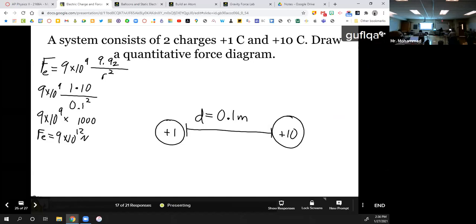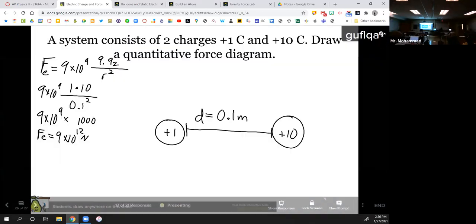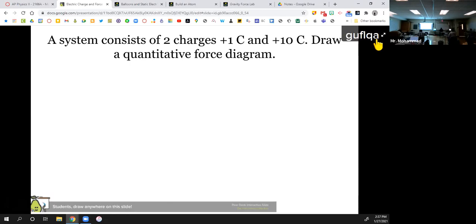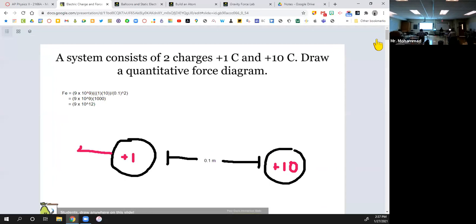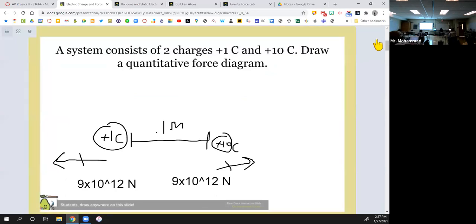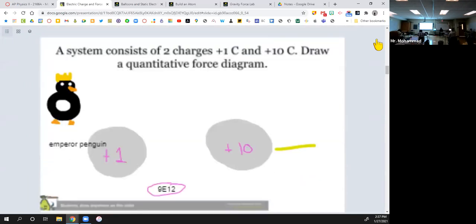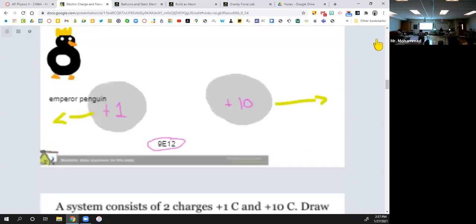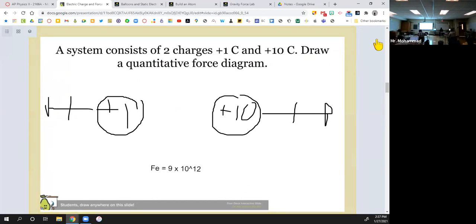Let's just look at some of these. All right. So again, something around 9 times 10 to the 12th is what you'll kind of end up with for your force. And realize that they're repelling each other, so in opposite directions. If you want a penguin in there, that's always good. And again, the unit for this would be Newton.